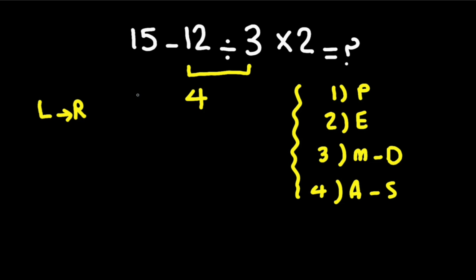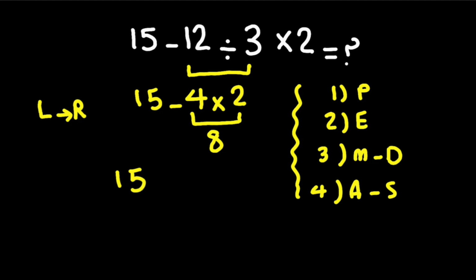Now we have 15 minus 4 times 2. So as we know, multiplication has higher priority than the subtraction. So we have to solve this multiplication first. So 4 times 2 gives us 8, and at the end we have 15 minus 8. That this expression is equal to 7. The final answer is 7.